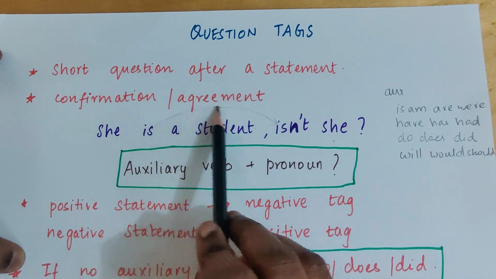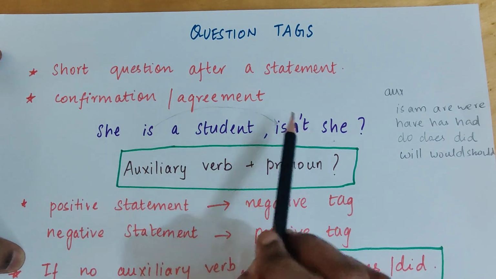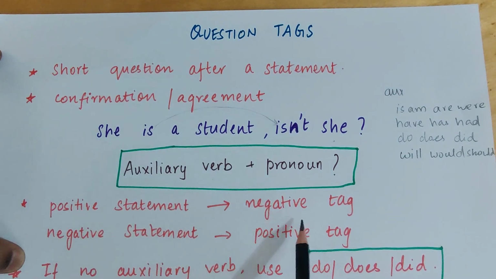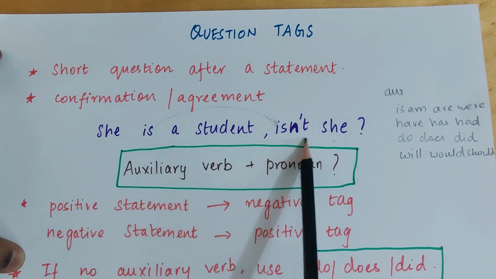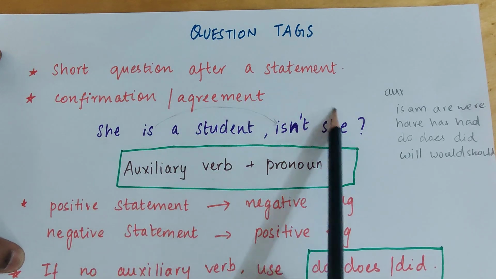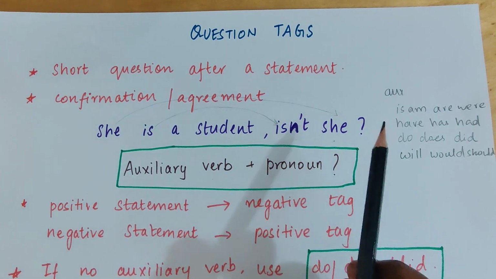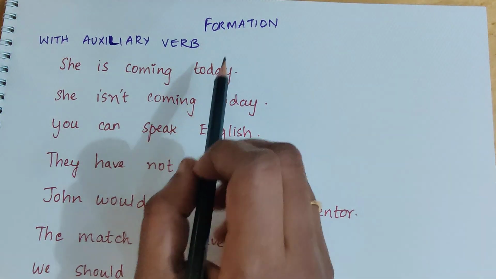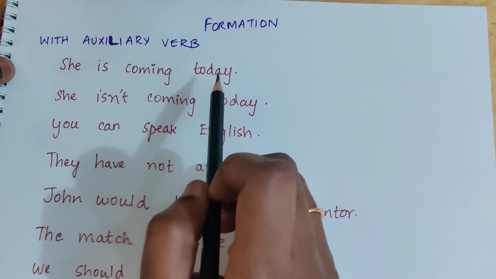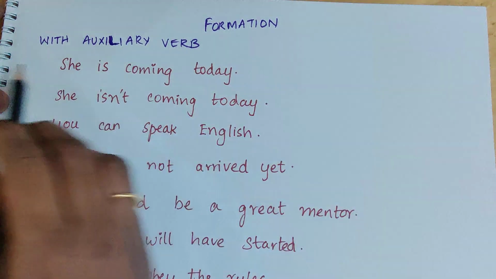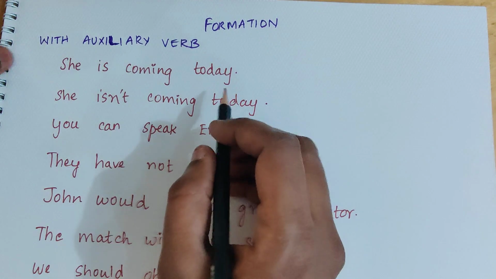First we have to find the auxiliary verb, and we have to find whether it is positive or negative and change it accordingly. Then we have to add the pronoun. That's how we have to form a question tag. Let's see some examples of how to form a question tag when we have an auxiliary verb in the statement.